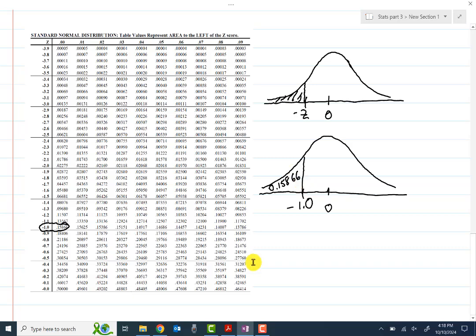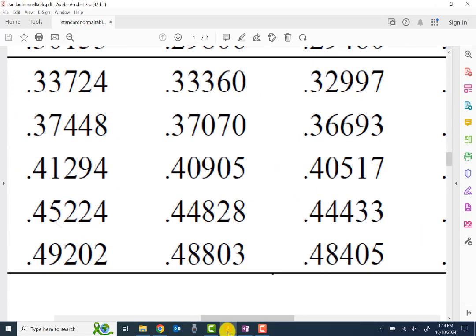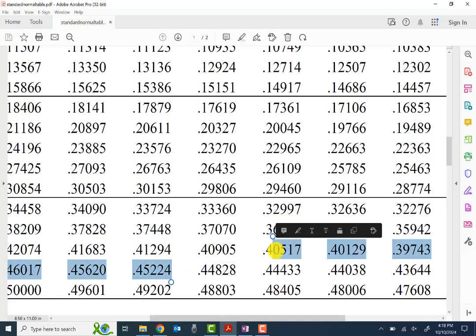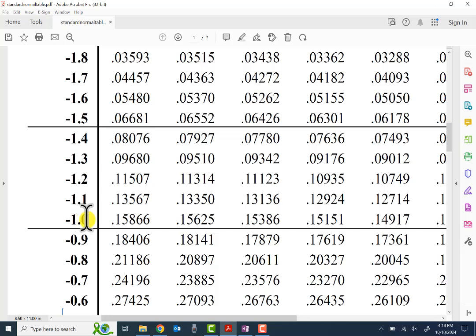That's the area of that piece. That's the way the table is designed. Let me come over to the table here. It might be easier to see it if I can expand here. Well, not that much. Right here's our guy. Negative 1.00 gives us the 0.15866.